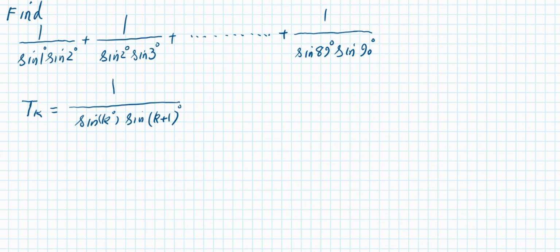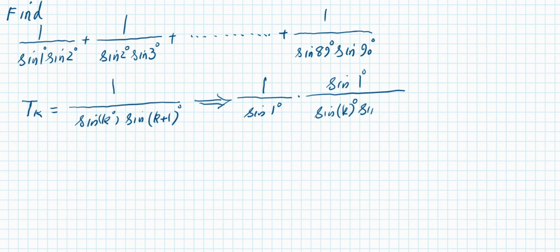To simplify this relationship, we multiply both sides of this by sine of 1 degree. So from here, we find 1 over sine of 1 degree times sine of 1 degree over sine of k degree sine of k plus 1 degree.